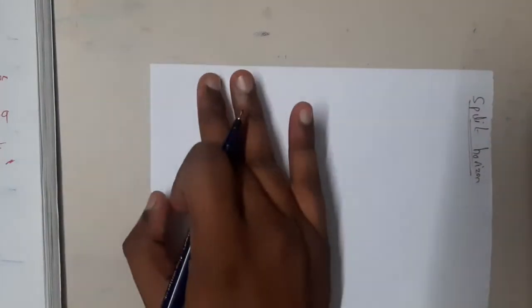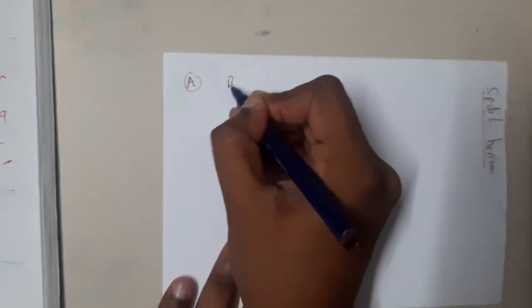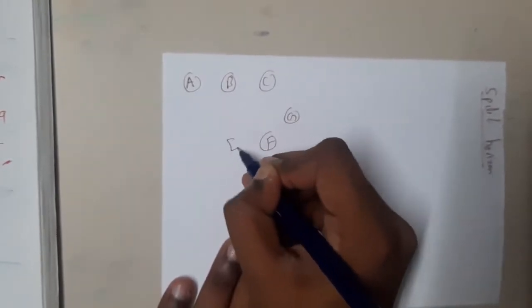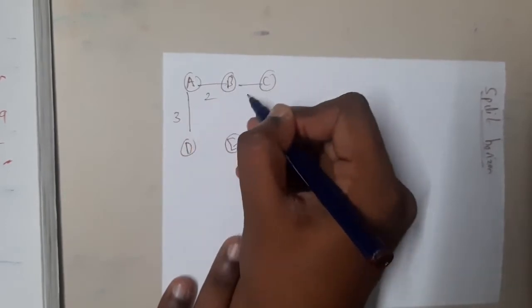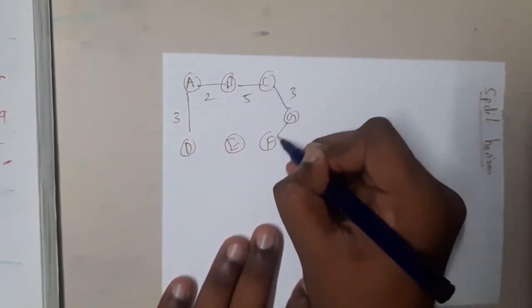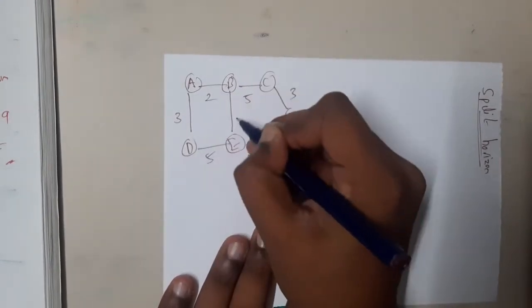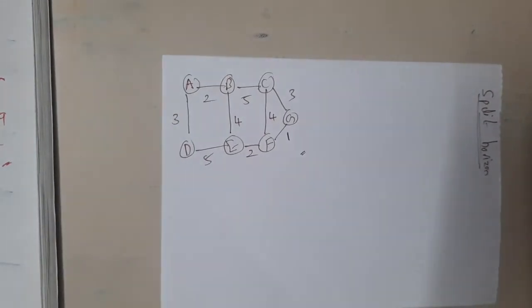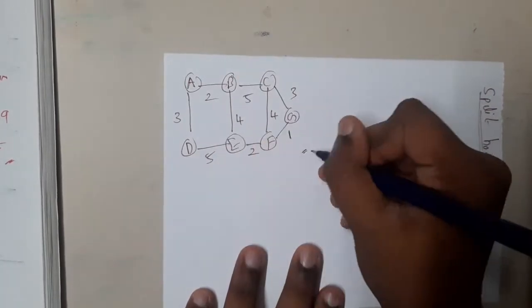Let me draw the diagram here, and I'll be drawing the table below. Here we have A, here we have B, here we have C, G, F, E, and D. The costs are 3, 2, 5, 3, 1, 2, 5, 4, and this cost is 4. Once you have entered all of these, this is our routing table, right?